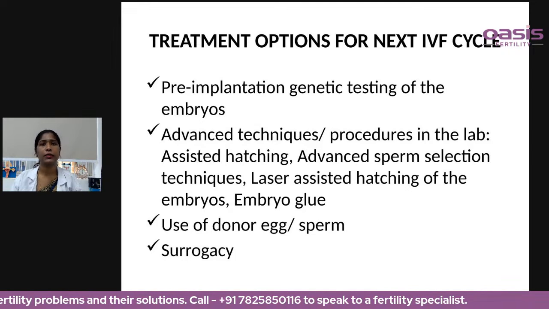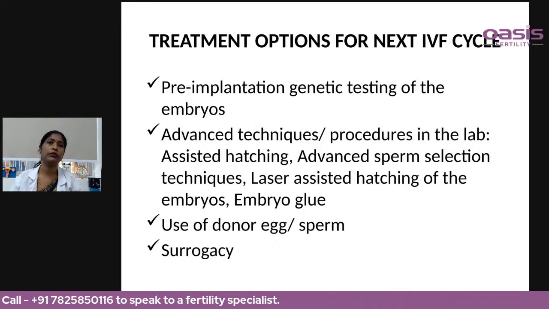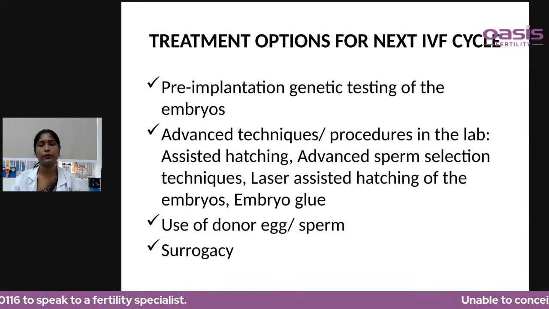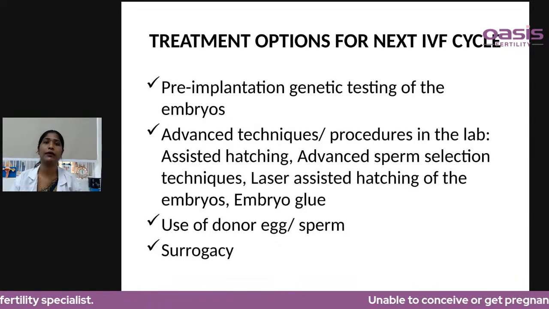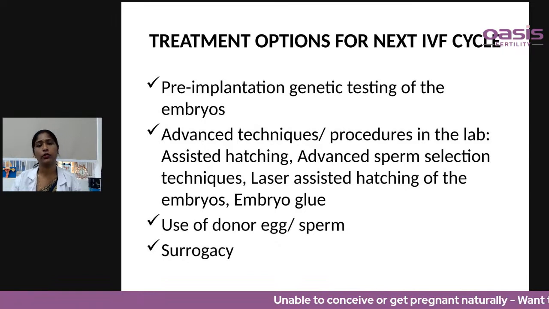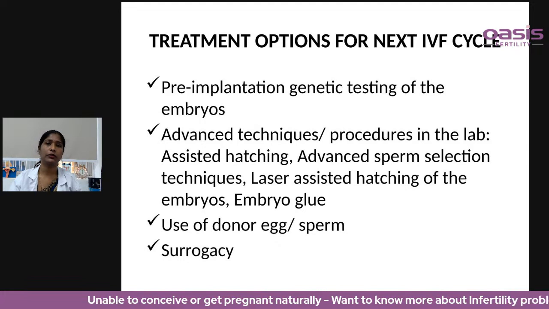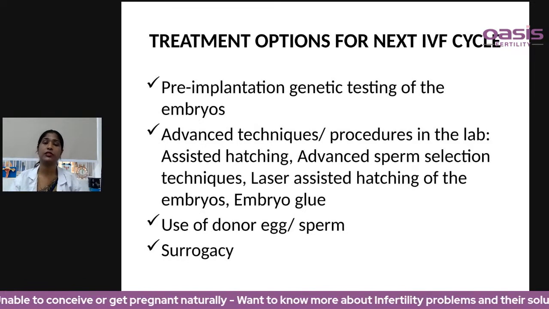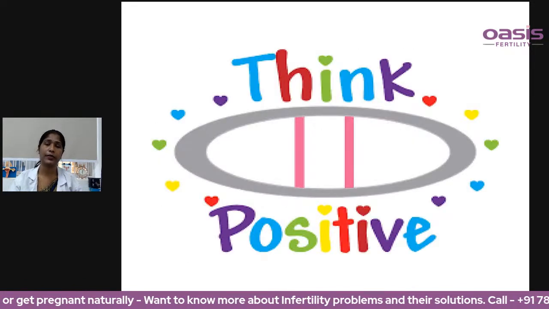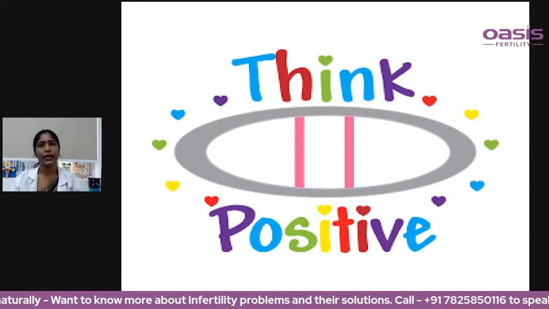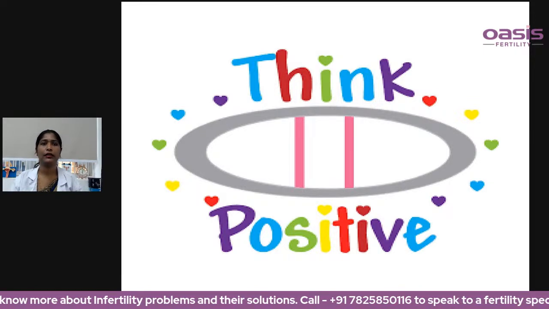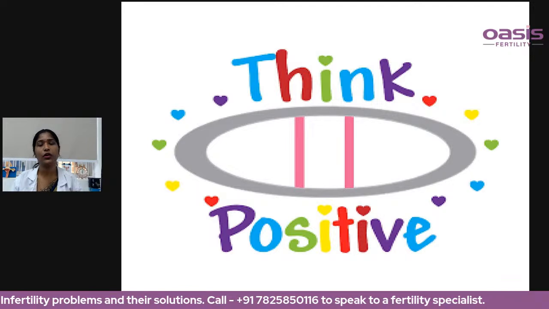And sometimes, if we find repeatedly that the egg quality or the sperm quality is very poor, then maybe we need to go for third party reproduction options. That is, we may have to go for a donor egg or a donor sperm. And sometimes surrogacy is an option when the uterine factor is a major factor which is not allowing you to go for a pregnancy.